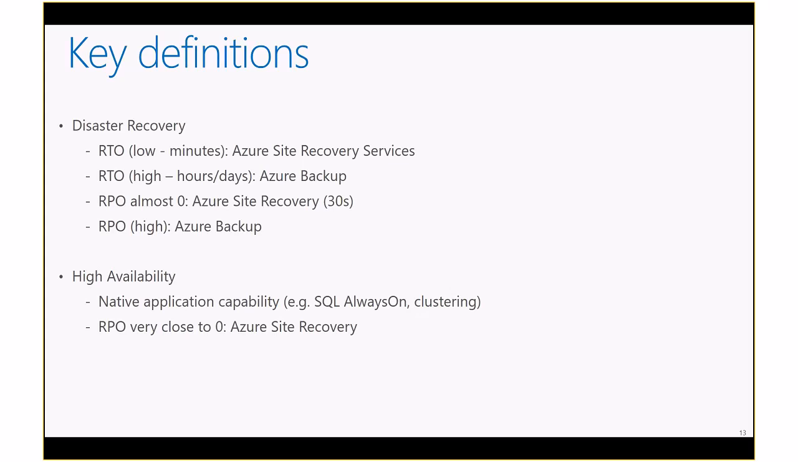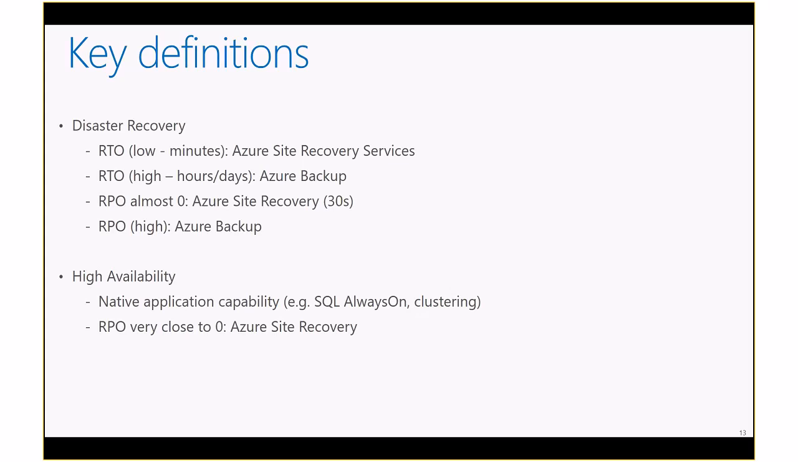RTO stands for Recovery Time Objective. That basically stands for the amount of time you can be down during a disaster, like how long it'll take before you need to get your services back up. That's RTO. Now, RPO, Recovery Point Objective, is how much data loss you can have.